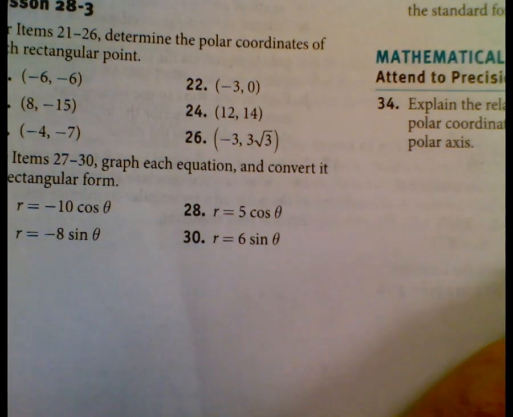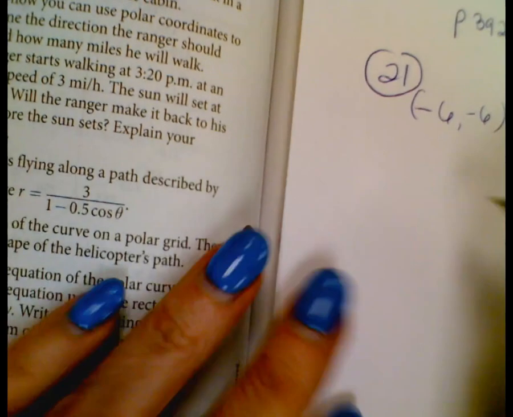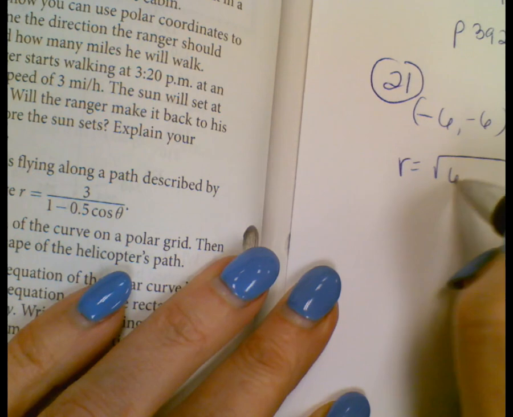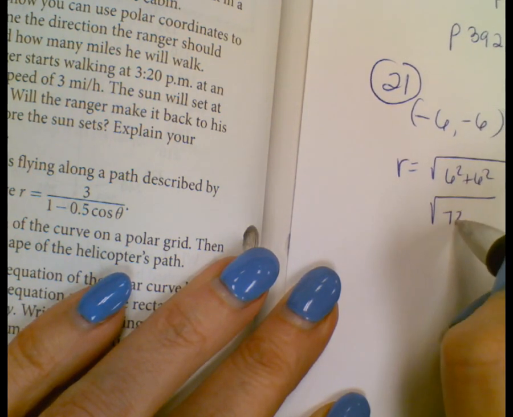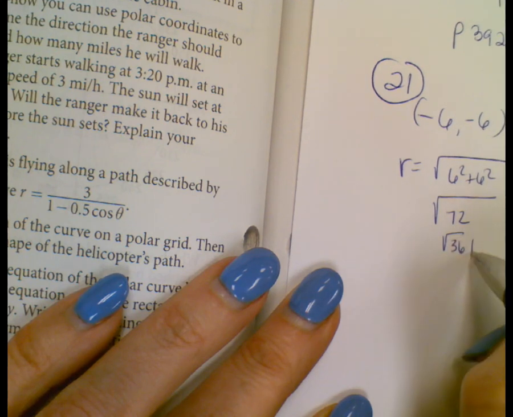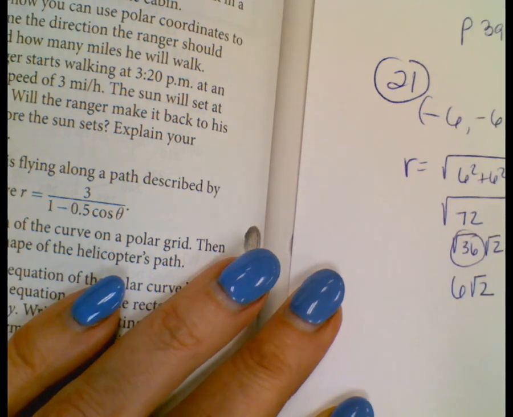So 21, you have -6, -6, and they want the polar coordinates. You can either do this on the calculator or by hand. Personally, I think it's easier by hand, so I'm going to do it by hand. R is x squared plus y squared, which is 72, which, if you do a factor tree or know that 72 is 36 and 2, it's 6 radical 2. That's R.